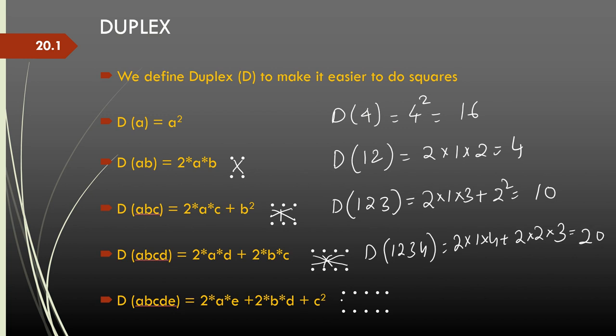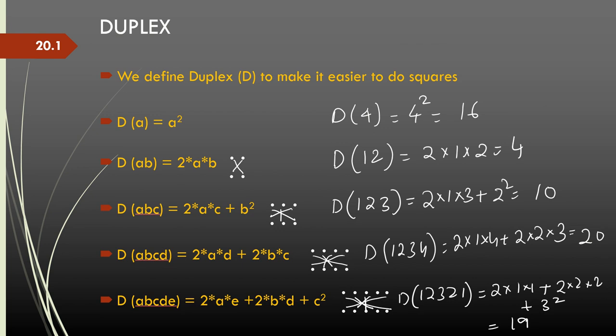Similarly, the duplex of a 5-digit number will again be the center term of the crisscross. So it will be the first into last, and then the next pair, and then the center term squared. For example, duplex of 12321 will be 2 into 1 into 1 plus 2 into 2 into 2 plus 3 square, which is 19. So this is what we call the duplex.